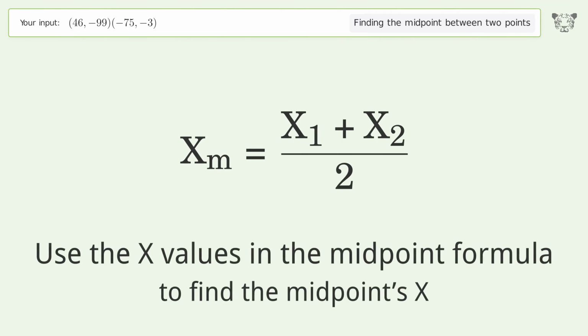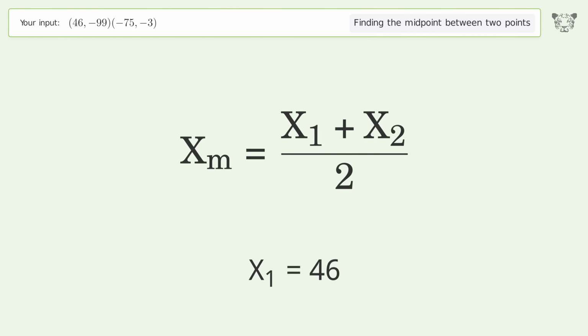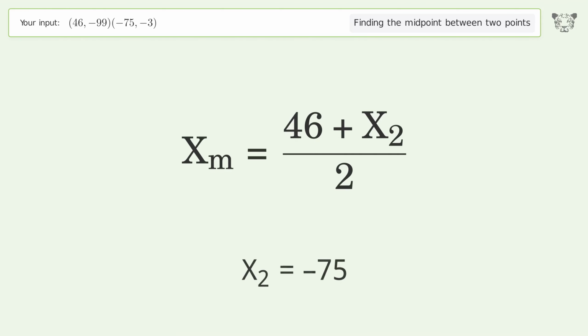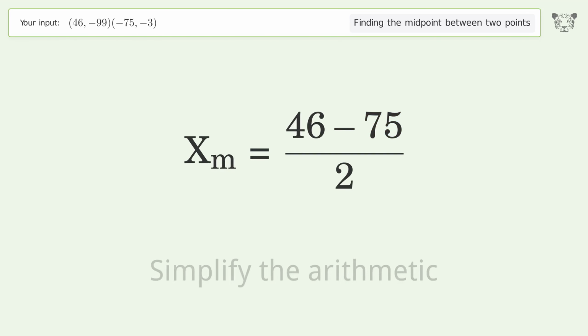Use the x values in the midpoint formula to find the midpoint's x. x1 equals 46. x2 equals -75. Simplify the arithmetic.